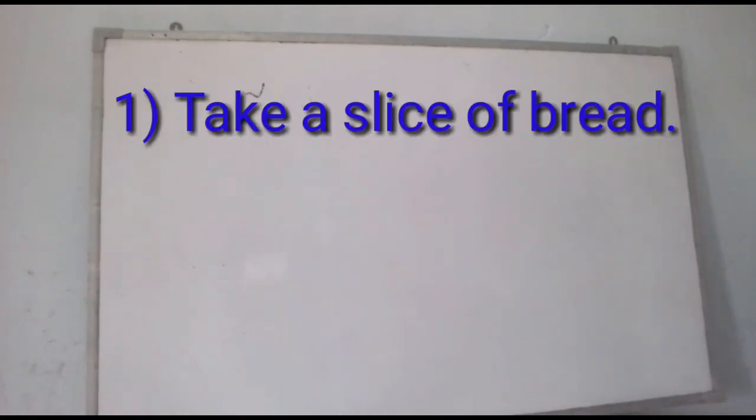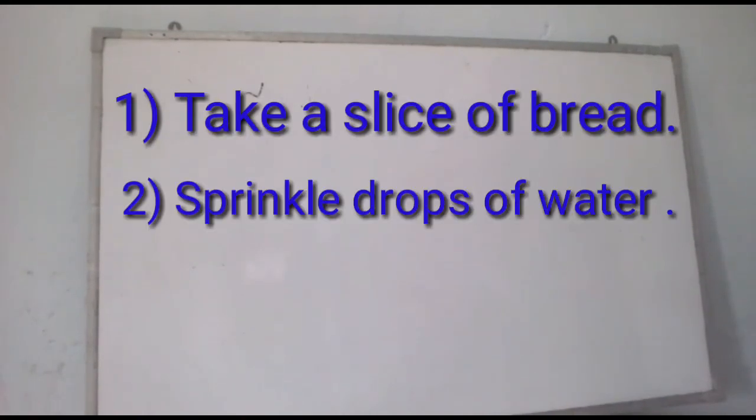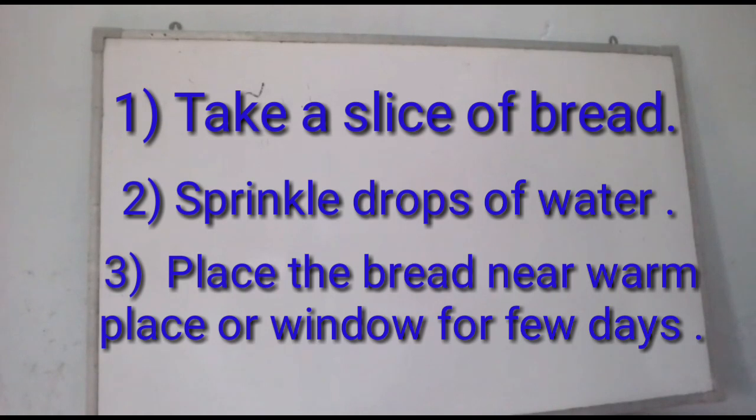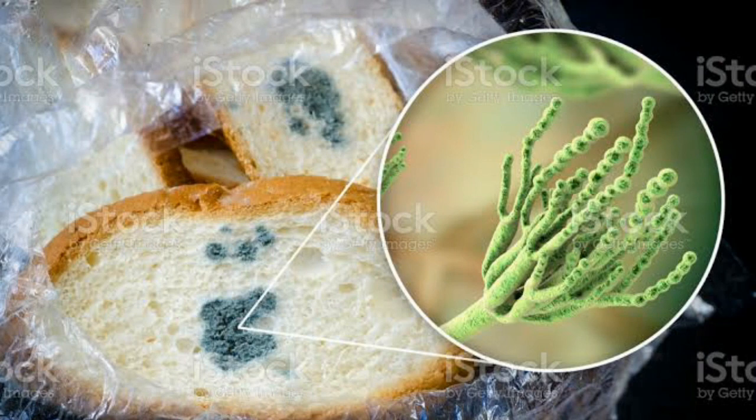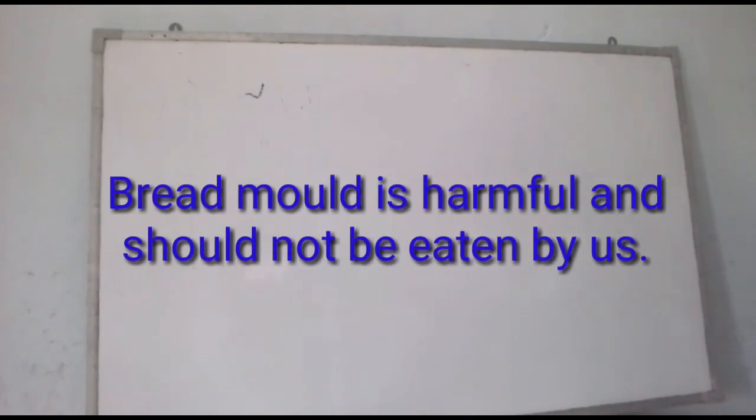Let us perform an activity. Take a slice of bread and sprinkle drops of water over it. Now place the bread in a dish and keep it in a warm place, for example near the window, for a few days. After a few days, you will see some cottony greenish growth on the slice of bread. It is a type of fungus called bread mold. Bread that has mold is harmful and should not be eaten by us.